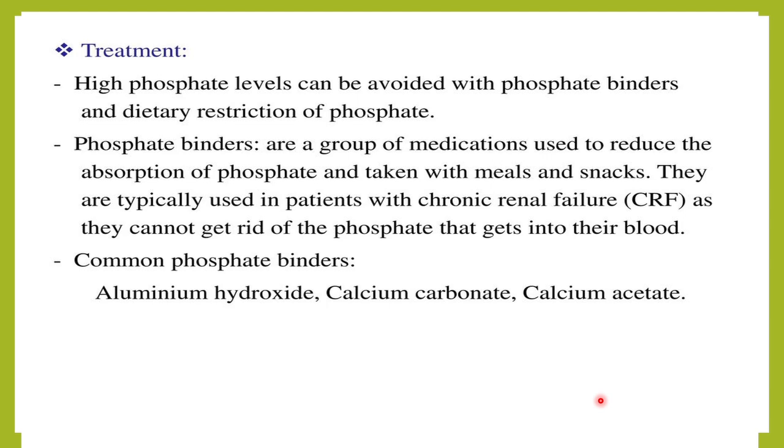So what are these phosphate binders? These are medicines which are used to reduce the absorption of phosphates. This is usually given during meals and with snacks. Usually for chronic renal failure patients this is given because they have hyperphosphatemia. So these phosphate binders are given. Common phosphate binders would be calcium carbonate, calcium acetate, aluminium hydroxide, etc.